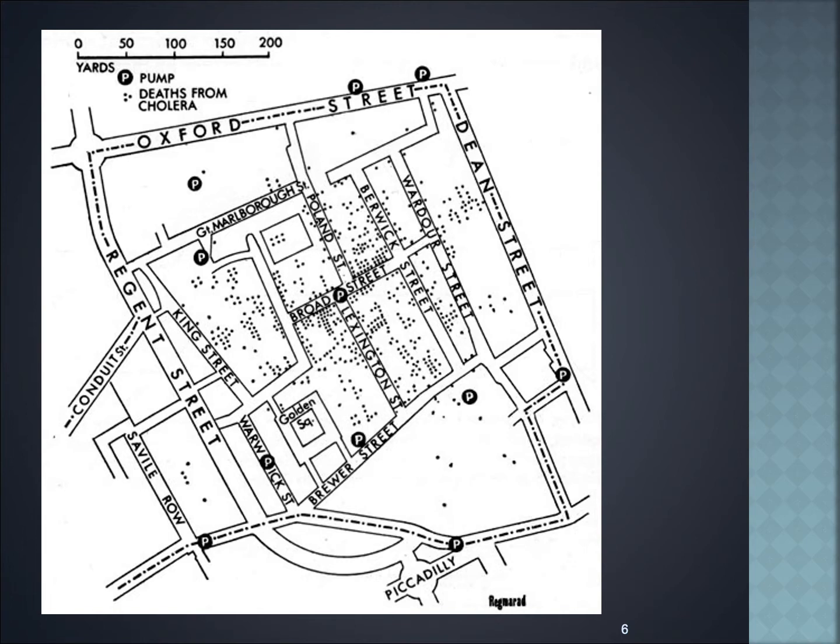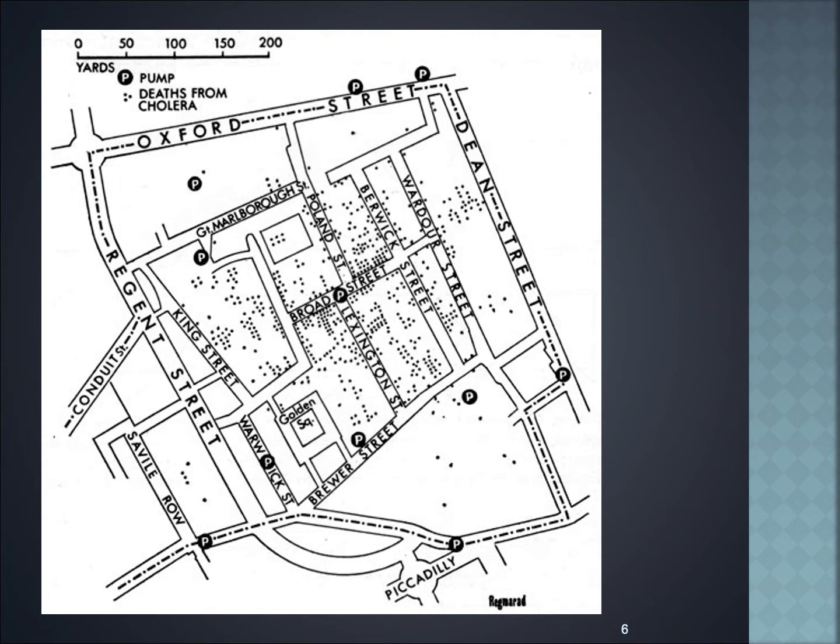And what the doctor did as he was treating these cholera patients and trying to figure out what was the cause of the outbreak, he drew a map of the neighborhood and then he put a dot for every household that had a cholera incident, whether it was one person or the whole family. And by doing that, he was able to identify the water pump at the corner of Broad Street, Lexington, and Poland as being the source of the outbreak.